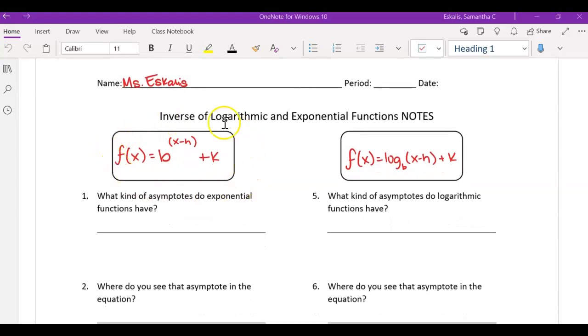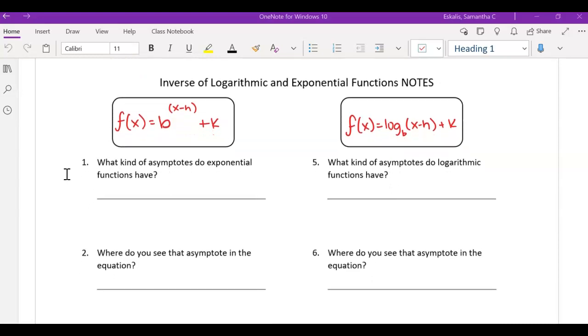As you can see, we have the basic function of an exponential right here, and that's f of x equals the base to the power of x minus h plus k. And on this side, we have a basic function with the transformations of a log. So we've got f of x equals log base b of x minus h plus k. So we're going to compare some of the attributes of each function and see where we're at. We're going to do 1 and 5, then 2 and 6, and so on.